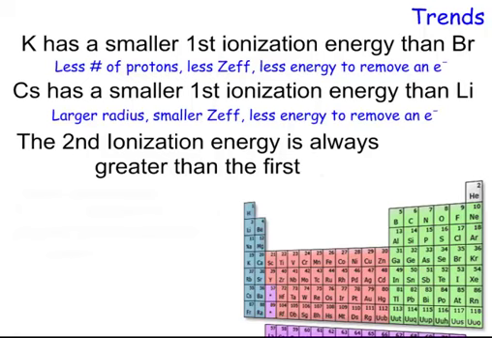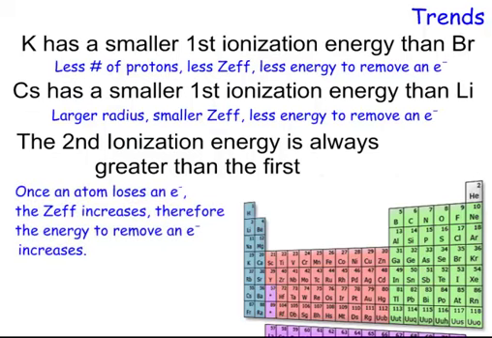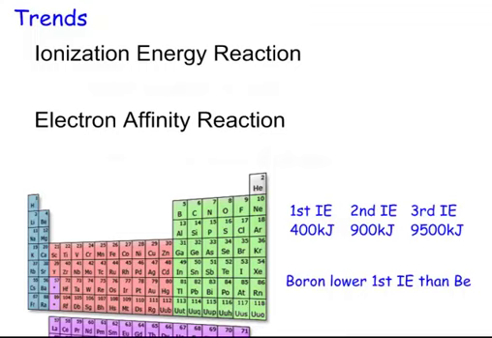Something we should know is that the second ionization energy is always greater than the first ionization energy. The reason is that once an atom loses an electron, its effective nuclear charge increases, and therefore the energy to remove an electron increases. That happens for absolutely every single element. We have the reaction for ionization energy. Remember, ionization energy is the energy to remove an electron. So it takes energy: sodium plus energy, it's endothermic, equals Na+ and an electron that it lost.